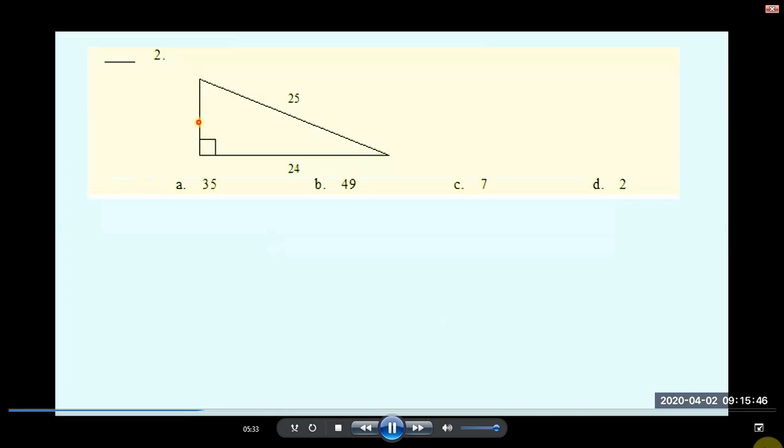Now I need a side, not the hypotenuse. I need a side. Then the hypotenuse minus the other side. 25 root 2 minus 24 root 2 under the square root gives 49, and root 49 equals 7. Excellent.